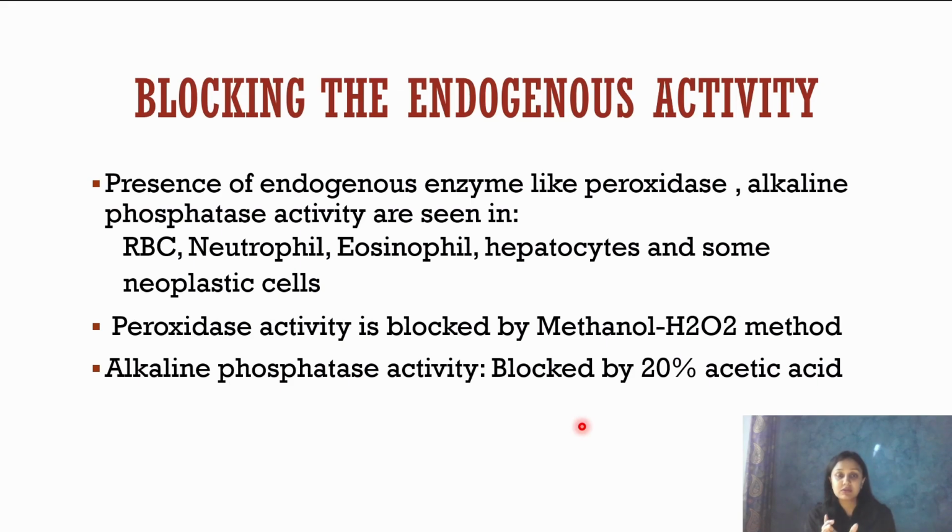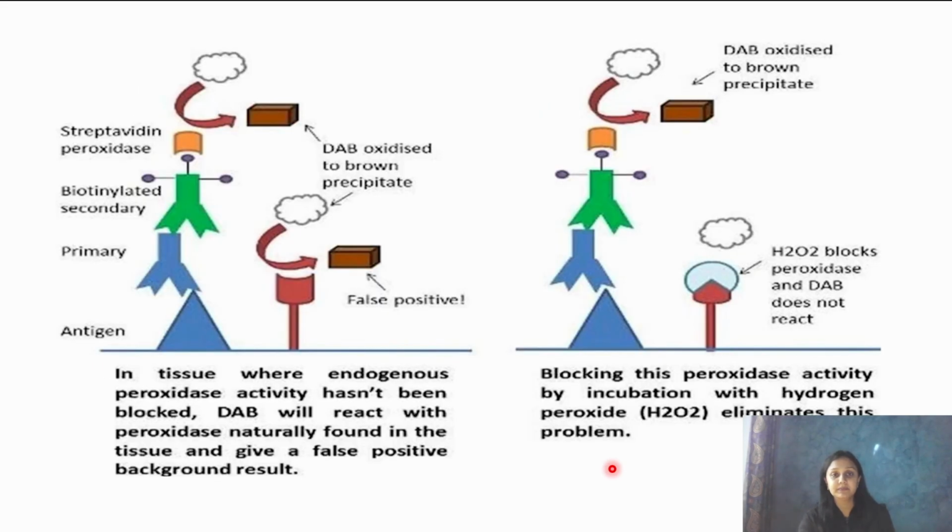So just so that these enzymes do not hinder the activity of our IHC application, we need to block the activity of these enzymes so that we can get a proper clean color that only represents our antigen present on the tissue. For that, we use methanol H2O2 method specifically for peroxidase endogenous enzyme activity blocking. Alright, whereas alkaline phosphatase activity is blocked by 20% acetic acid.